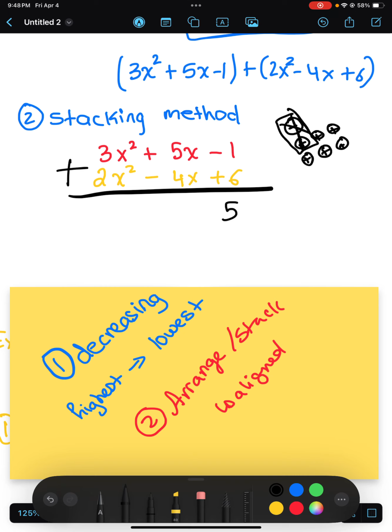Now, the next one, that's a positive, so I'm going to put a plus 5 because it's not a negative number. We are doing 5 plus -4, okay? 5 plus -4. That is 1x. Next, we are doing 3 plus 2. That's 5x squared. Okay, remember this is a positive one, so we're going to have a plus sign. So our answer is 5x squared plus x plus 5.